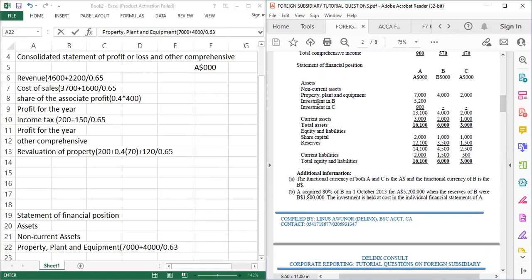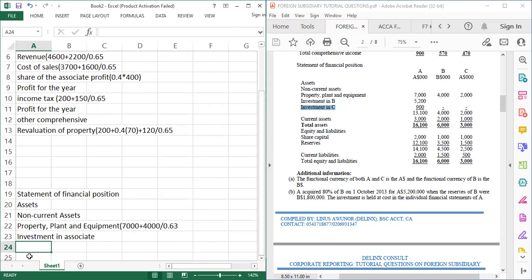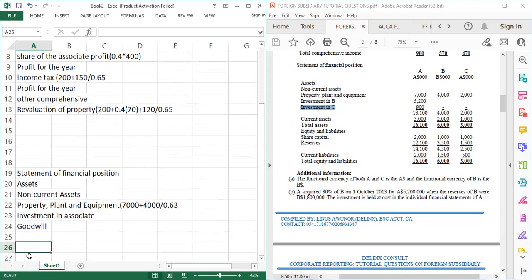The investment in B will not come. Investment in C will also not come. The investment in B will cancel against their equity shares, and the investment in C will be shown as investment in associates. So we now show investment in associates as workings. Then we calculate goodwill, if there is any; let's leave a space for goodwill.